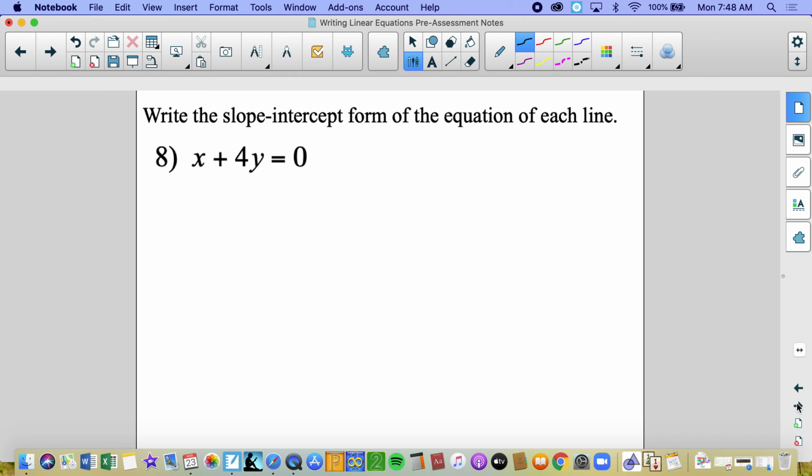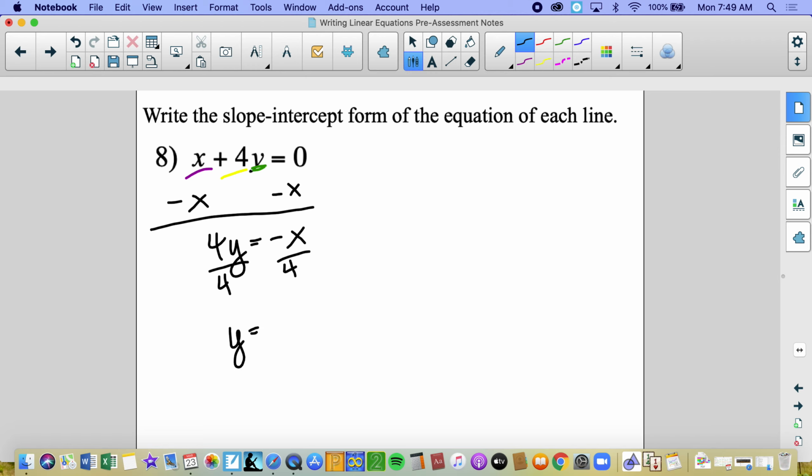Again, we're going to isolate the variable y. This time, 2 things are happening to it. We have the x that is being added to it and the 4 that is being multiplied. We always get rid of things being added and subtracted. That leaves me with 4y equals -x. And then we need to divide by 4. 4 is being multiplied. The inverse of multiplying 4 is dividing 4.